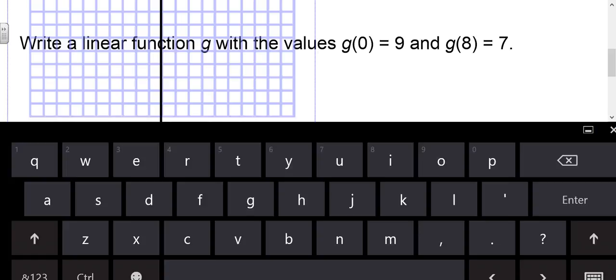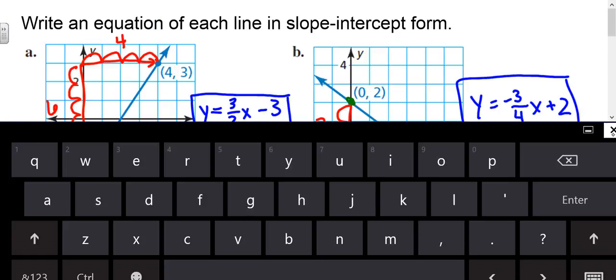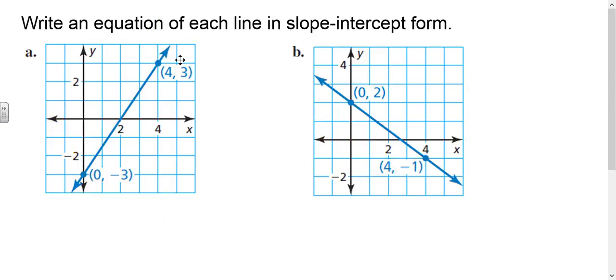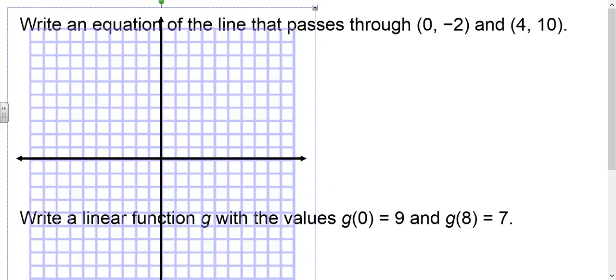Okay, we'll go ahead and delete that. Oops. Okay.